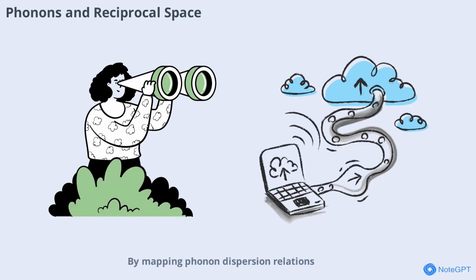By mapping phonon dispersion relations, scientists can predict how heat and sound travel through materials. This information is vital for designing materials with specific thermal or acoustic properties, such as heat sinks or soundproofing materials.